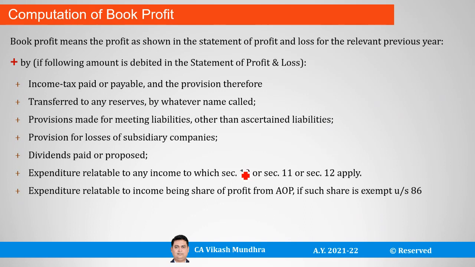Similarly, if any expenditure relatable to the income being share of profit from AOP is debited into your PL account, it should be added back, provided the share is exempt under section 86. In a few cases, share from AOP is exempt. If AOP is taxable at the maximum marginal rate of tax or higher rate, then whatever share you are getting is exempt in your hands under section 86. If this is the case, whatever expenditure you incurred for earning that income shall be added back. And similarly, on the other side, the relevant income shall also be reduced while computing your book profit, following the same analogy. Got it? Now next.